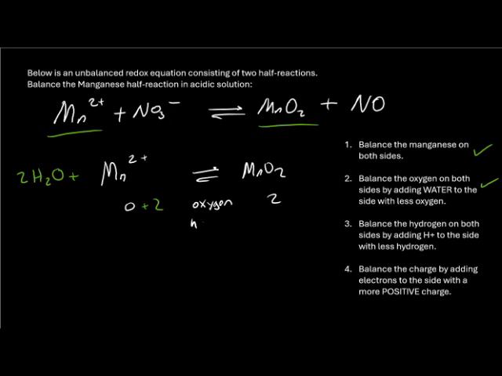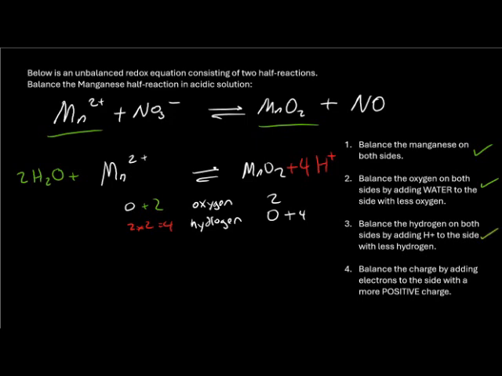Next, we look to the hydrogen. On the left, since we added 2 waters, we now have 2 times 2 hydrogen, or 4. On the right, we start with no hydrogen. Therefore, we will need to add 4H+ onto the right side to balance the hydrogen. This balances our hydrogen, and we'll check off step 3.